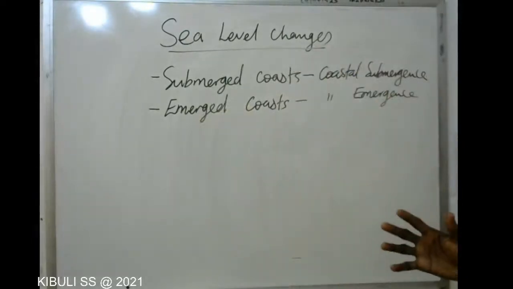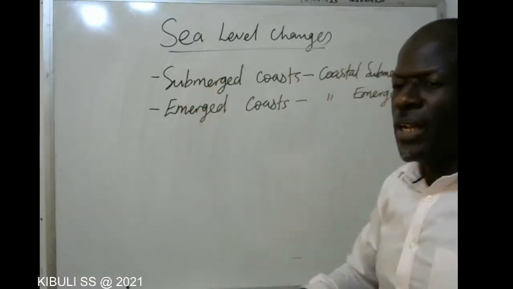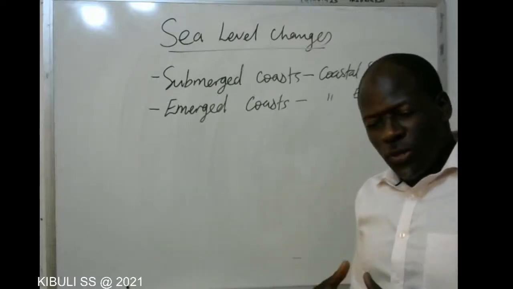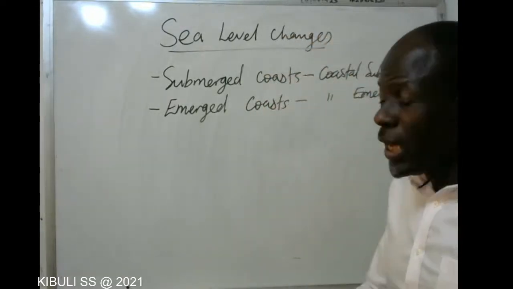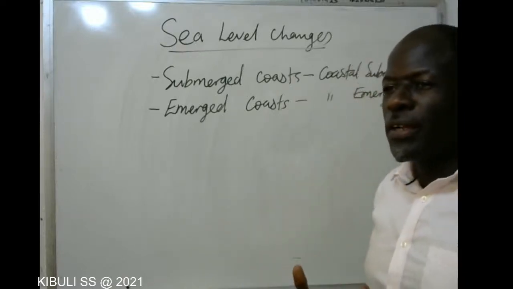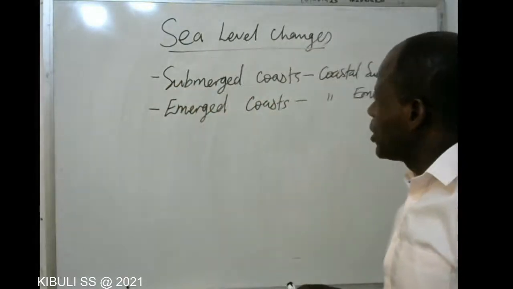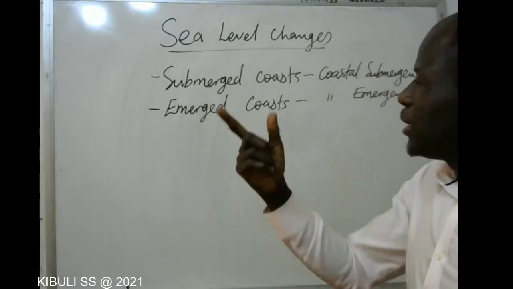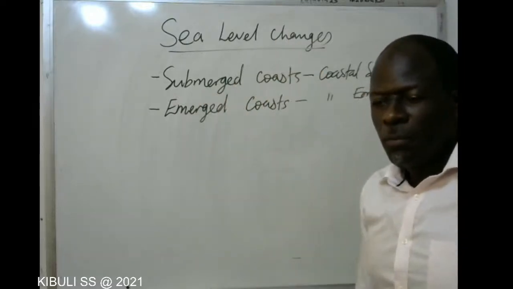Now, these two arise in the following forms: when the sea level rises, we say the coast is submerged, because part of the coast, part of the mainland that was formerly above the water, now becomes occupied by water. So a submerged coast is one which is flooded, which is drowned by sea or lake water because of a rise in sea level. So submerged coasts form as a result of a rise in sea level.